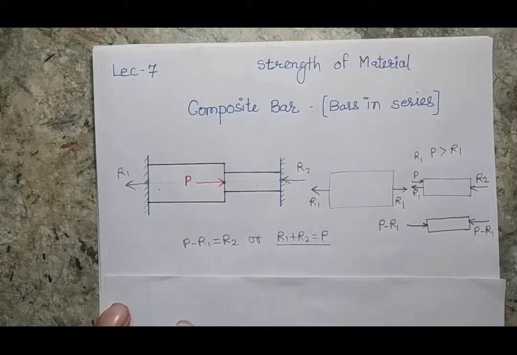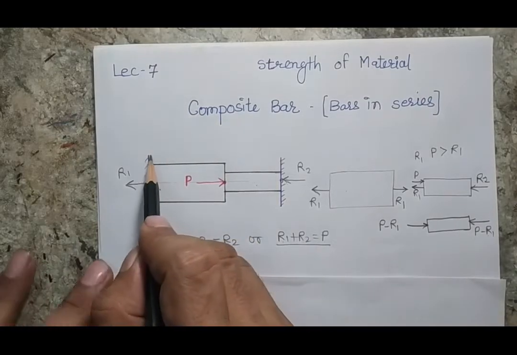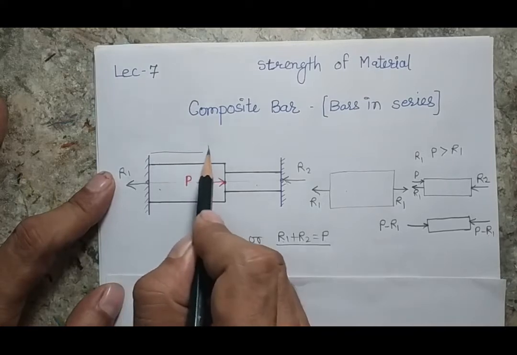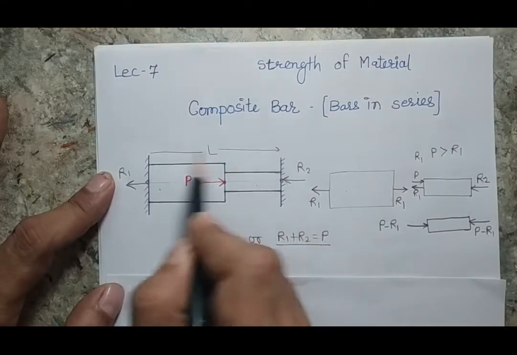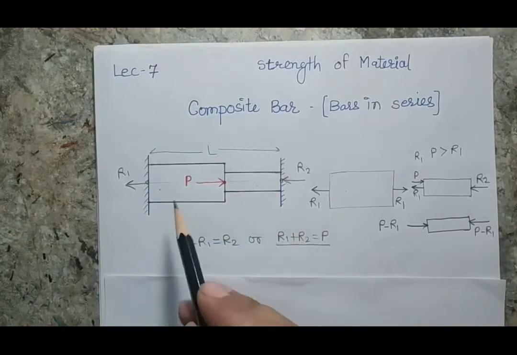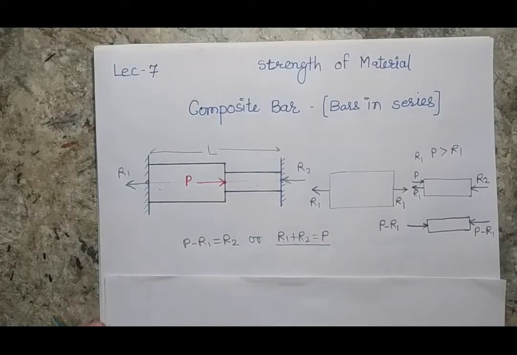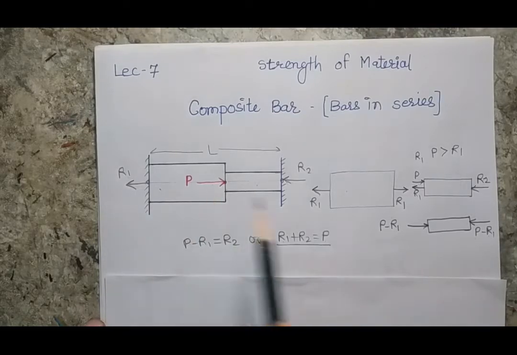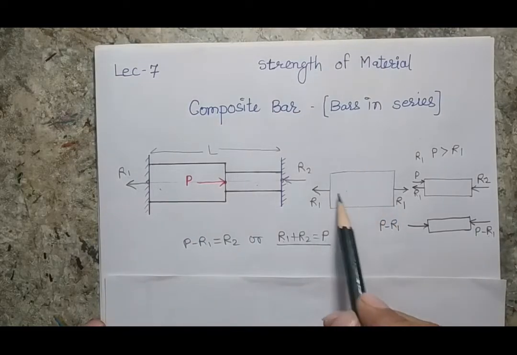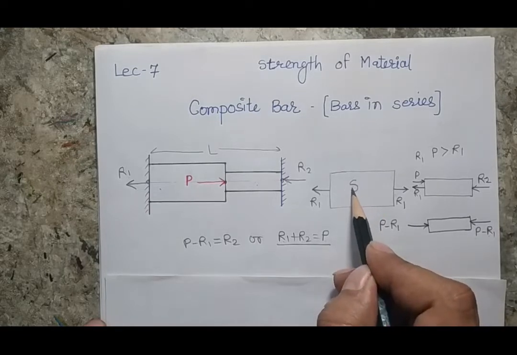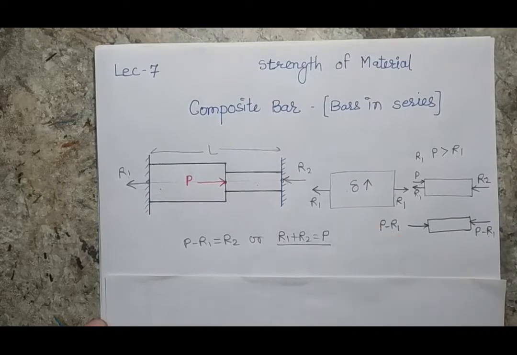Now as I know, the total length between the two supports will remain L only. That means whatever the change in length of this bar, exactly the same change of the opposite nature will be there in the second bar. For example, if I assume forces R1, R2, then whatever the change in length is, the length is going to be increased in this bar.